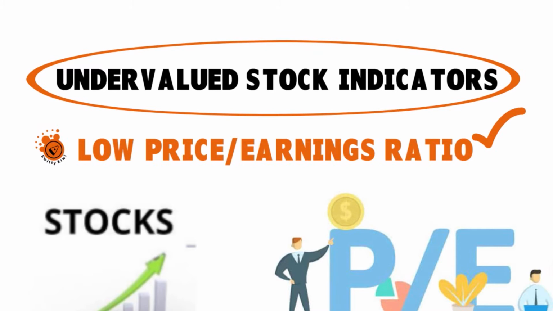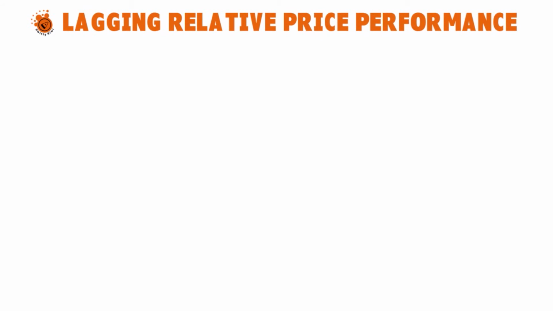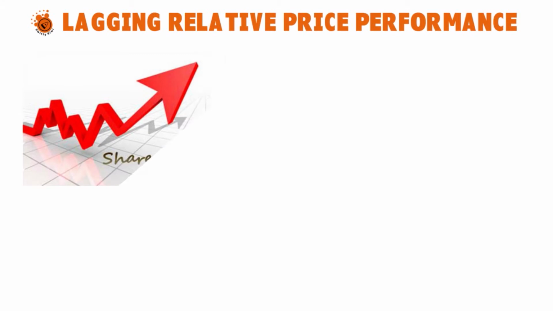If you are looking for undervalued stocks, look for companies that have a low PE ratio. Number two, lagging relative price performance. Let's say a company's share price is lower than those of its industry peers. This may reveal an underperformance situation.